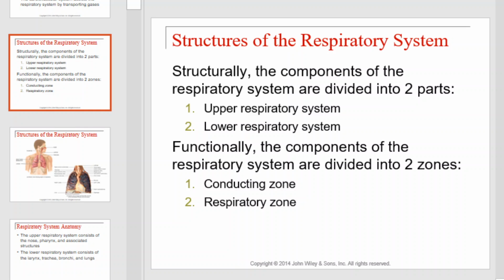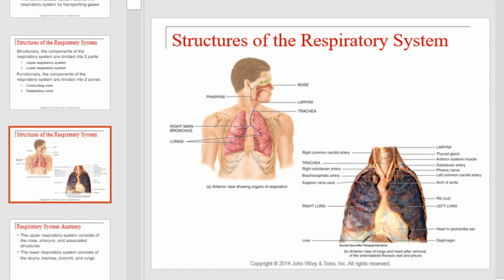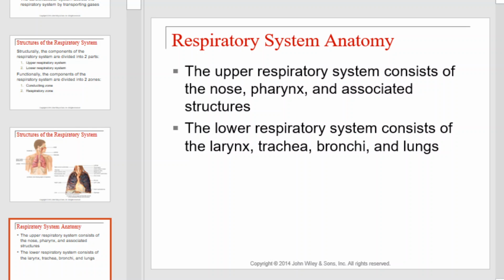Structurally, the components of the respiratory system are divided into two parts, the upper and lower respiratory system. Functionally, the components of the respiratory system are again divided into two, this time two zones, the conducting zone and respiratory zone. This is a general depiction of the organs and structures of the respiratory system. Make sure to note the name and position of each item in these diagrams. The upper respiratory system consists of the nose, pharynx, and associated structures, while the lower respiratory system consists of the larynx, trachea, bronchi, and lungs.